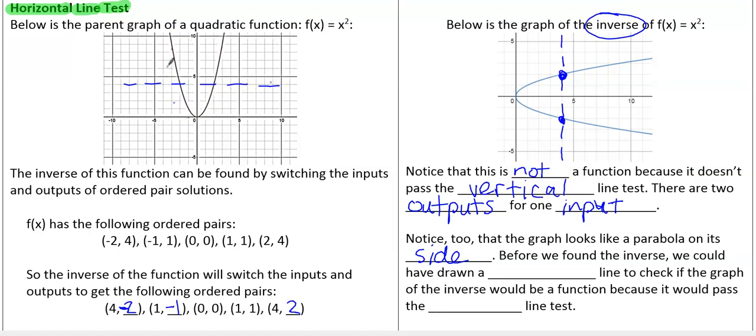But if this function's graph doesn't pass the horizontal line test, that means its inverse won't pass the vertical line test, so it won't be a function. Before we found the inverse, we could have drawn a horizontal line to check if the graph of the inverse would be a function, because it would pass the vertical line test.